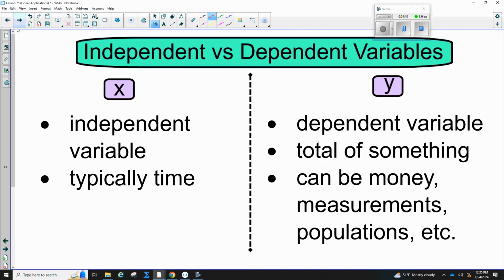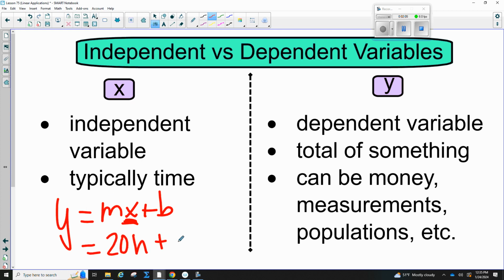Another thing we usually talk about is x and y as independent and dependent variables. So x is the independent variable. If we have y equals mx plus b, you're plugging that number in. For example, if I'm babysitting and you're making $20 per hour and there's no fixed initial amount, you're just making $20 per hour. I put an H for x, same thing. The independent variable is how many hours you worked. Maybe you babysat for 2 hours.